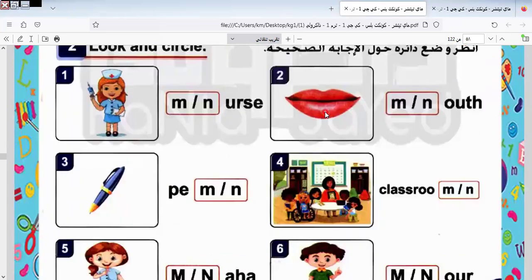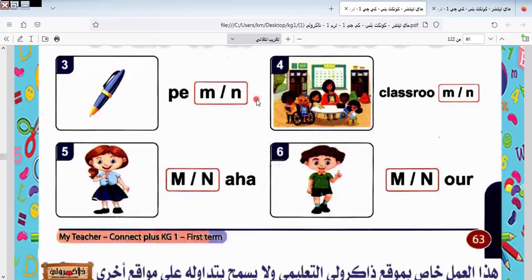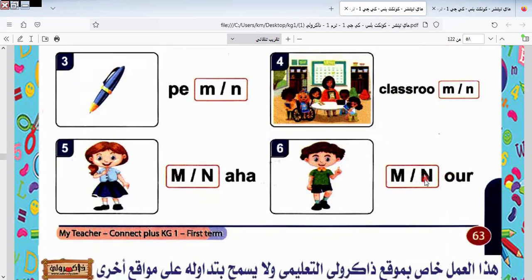Let's go to another one here. We have a question. What is the missing letter? It will be nurse. What is the missing letter here? It will be M. Bin, I will select this one. Classroom, it will be M. Here is Maha, I will select this one. Here is Noor, I select this one.